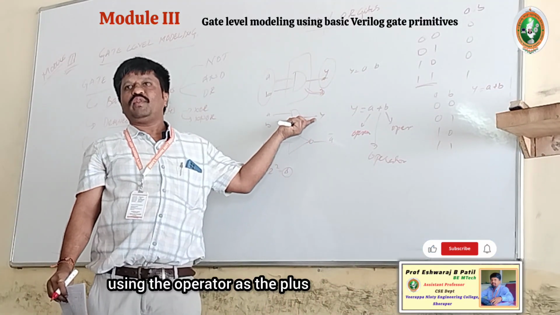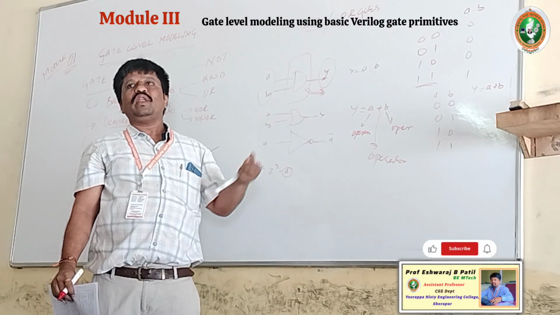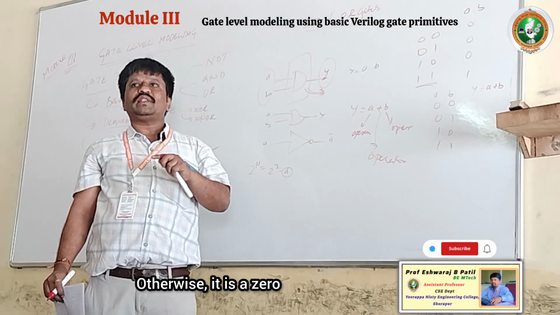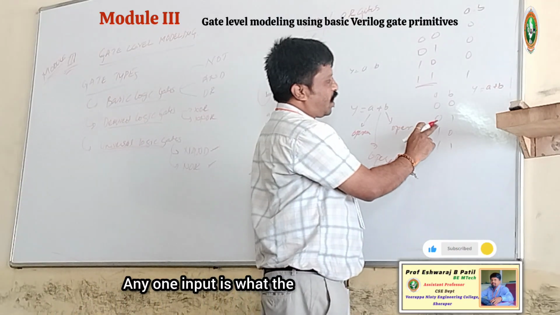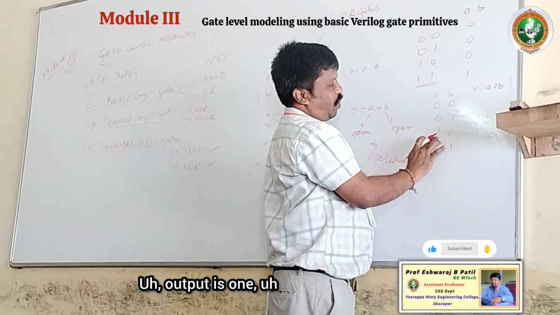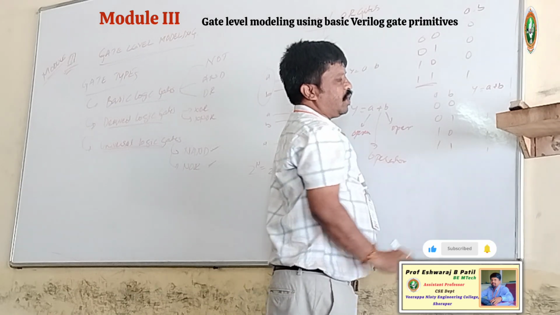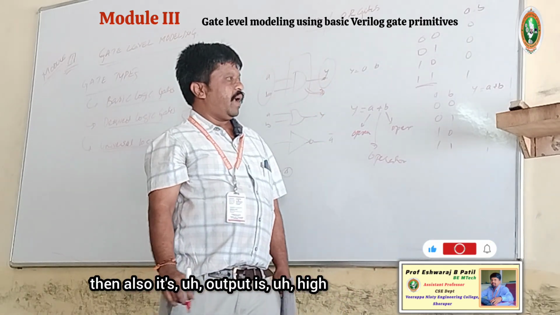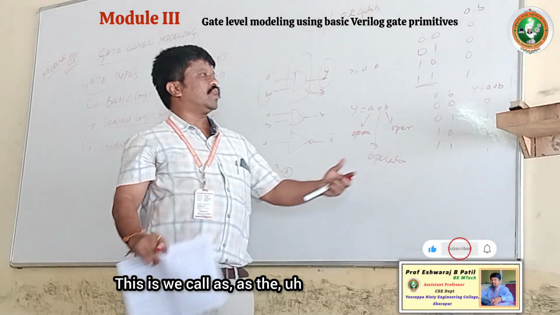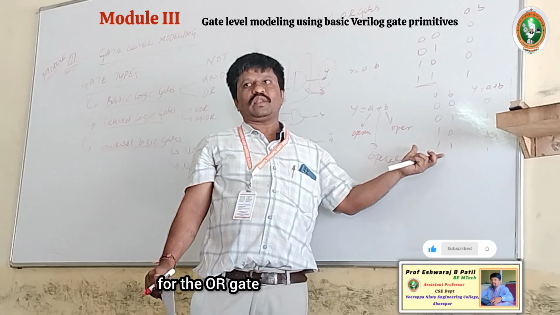We are using the plus operator, which works so that whenever any one input is high, the output is high, otherwise it is 0. If one input is 1 and the other 0, the output is 1. If both inputs are high, the output is also high, otherwise it is 0. This we call the truth table for the OR gate.